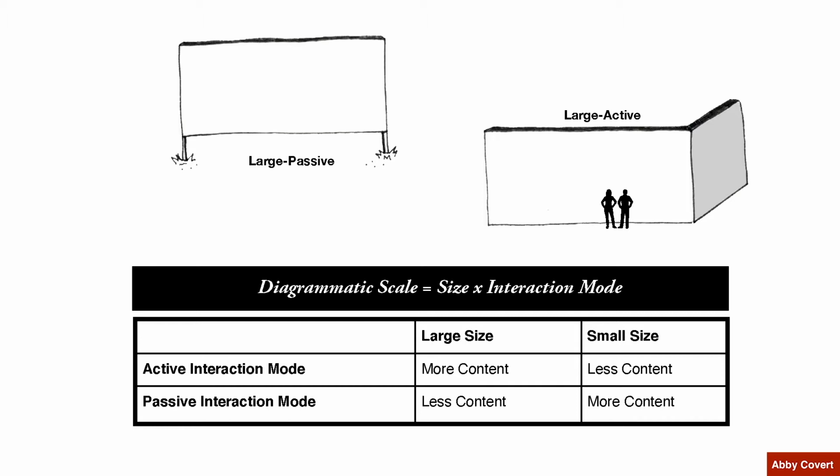Same size, different scales. Museum walls are meant to be approached and therefore warrant a large active scale where we might consider more content. Billboards are meant to be driven past and therefore warrant a large passive scale, and less content will likely support our intention in that.